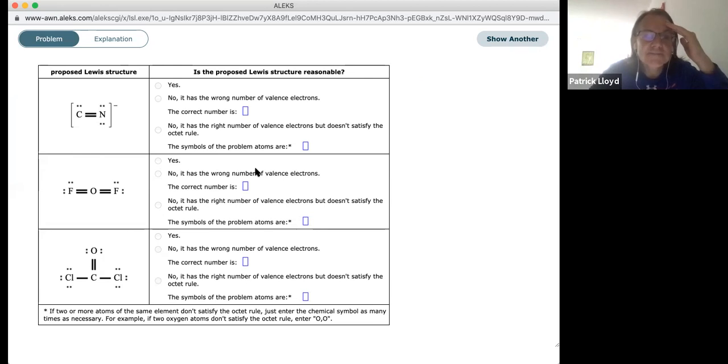Oh, actually, let me be careful here. There's another issue here, which is when they draw these Lewis structures, did they put the correct number of electrons in it? So how do we know whether it has the correct number of electrons? Just do the arithmetic. Carbon is in group 4A, so it has 4 valence electrons. Nitrogen is in group 5A, so it has 5 electrons. 4 plus 5 is 9. It's negatively charged. They're telling us it's negative. That means you add 1 more electron. So that would be 4 plus 5 plus 1, 10.